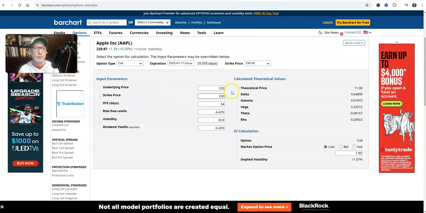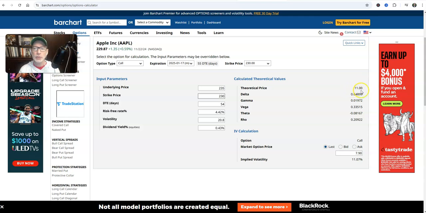Okay. So remember, you bought it for $8. There was 55 days left before expiration. Now Apple jumped $5 in 1 day, because there's 54 days left now. Now it's worth 11. So you bought it for $8, and the very next day you can sell it for a $3 profit.